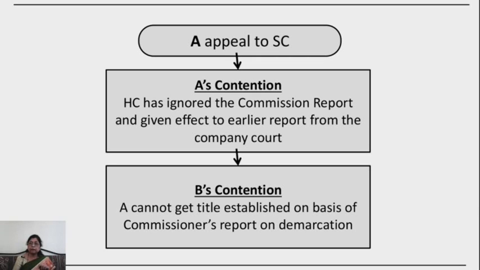B says that the decision is proper because A cannot get his title established just on the basis of a commissioner's report on demarcation. He cannot get his title established. He cannot enter into the property unless his title is established. And therefore, giving effect to the earlier report is proper because that report clearly shows A's conduct. And therefore, it is a proper decision. These are the two contentions.